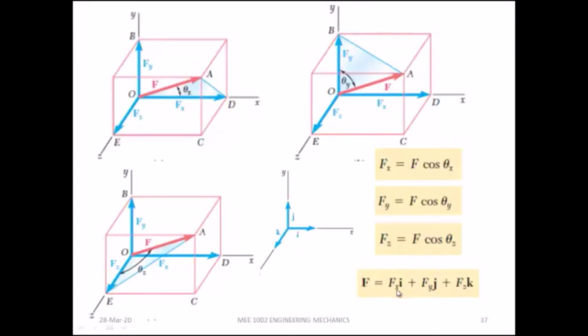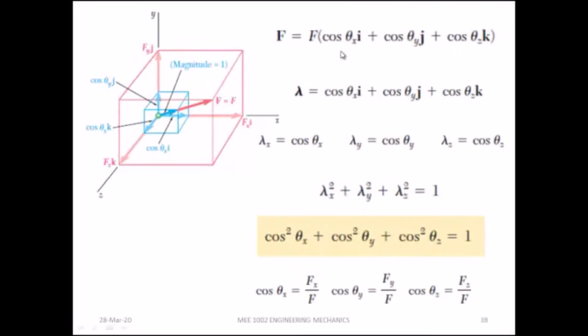Generally, when we write the force vector, it is Fx i vector plus Fy j vector plus Fz k vector. You substitute this for Fx, Fy, Fz, we get this, and this is nothing but the unit vector, the lambda vector. The magnitude of it is 1. It can also be written as the squares of the cos thetas. How to find cos theta x? Fx by F, cos theta y is Fy by F, cos theta z is Fz by F.